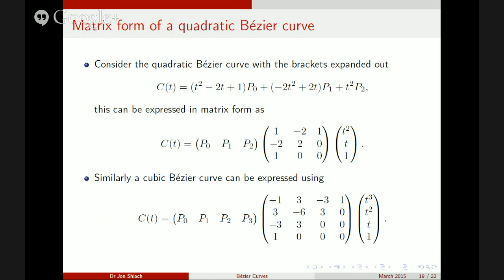And if we do the same for a cubic Bezier curve, we have this. We do exactly the same: expand out the brackets. 1 minus t cubed is minus t cubed plus 3t squared minus 3t plus 1. So all we need are our control points, then calculate whatever this matrix equation is, and we've got our point on the Bezier curve.